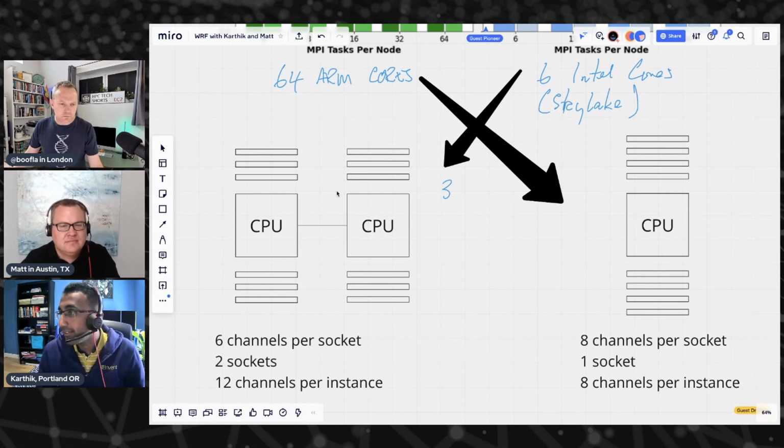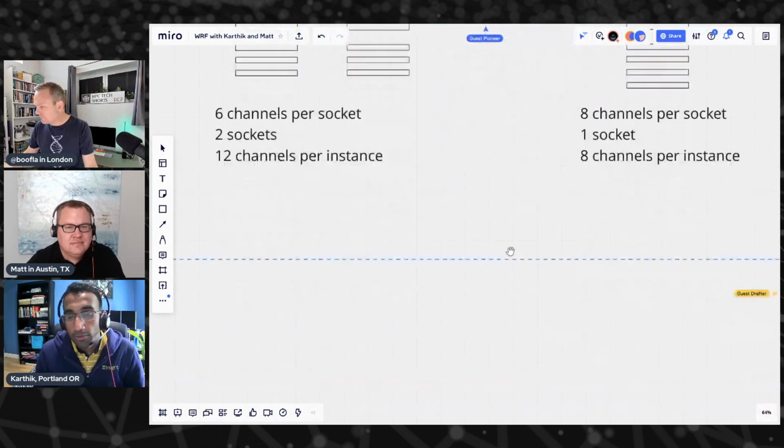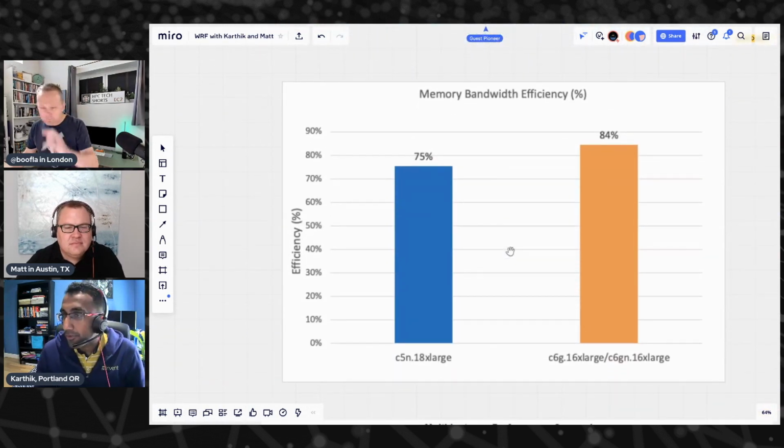So if you scroll down further, you'll see that. As Matt pointed out, based on the number of memory channels, although the absolute memory bandwidth is slightly better on Skylake due to 1.5x more memory channels, that is 12 versus 8, the Graviton2 has a higher memory bandwidth efficiency.